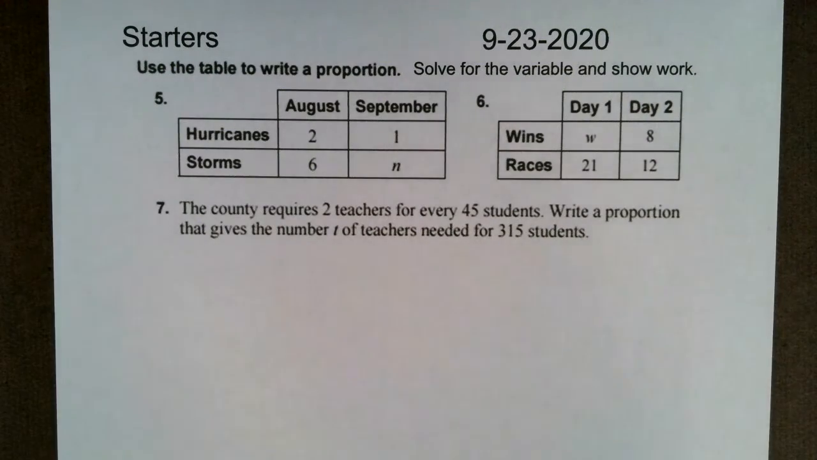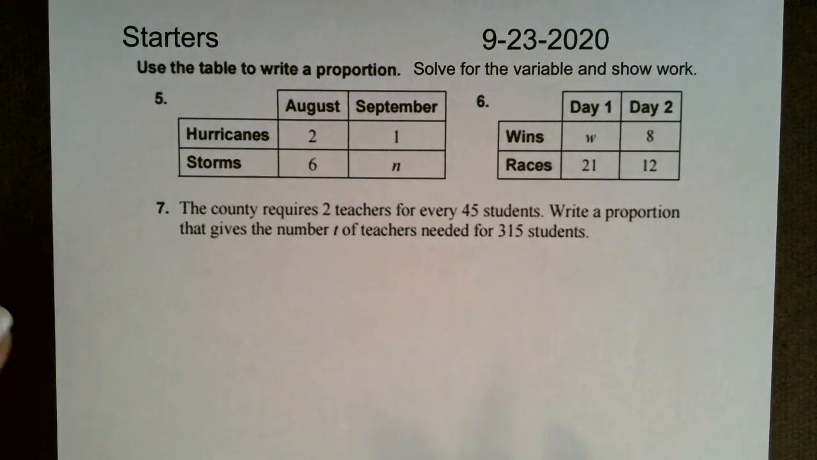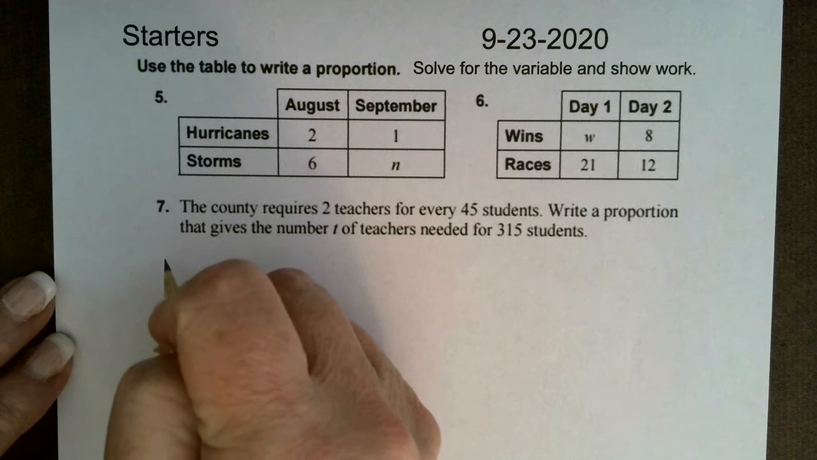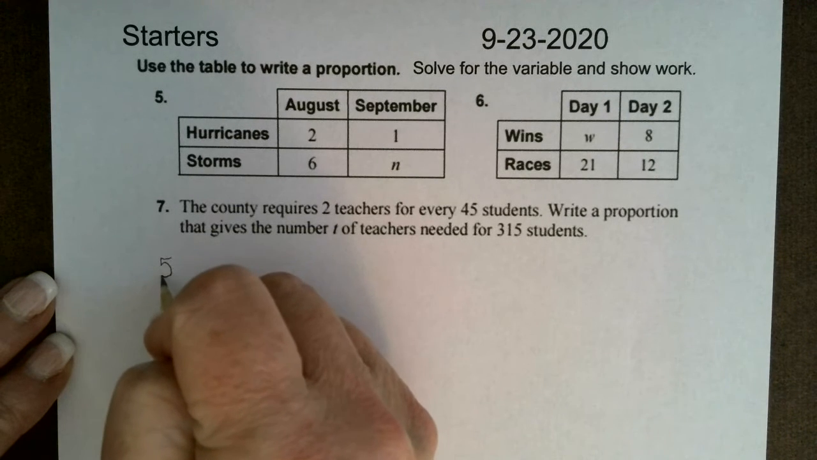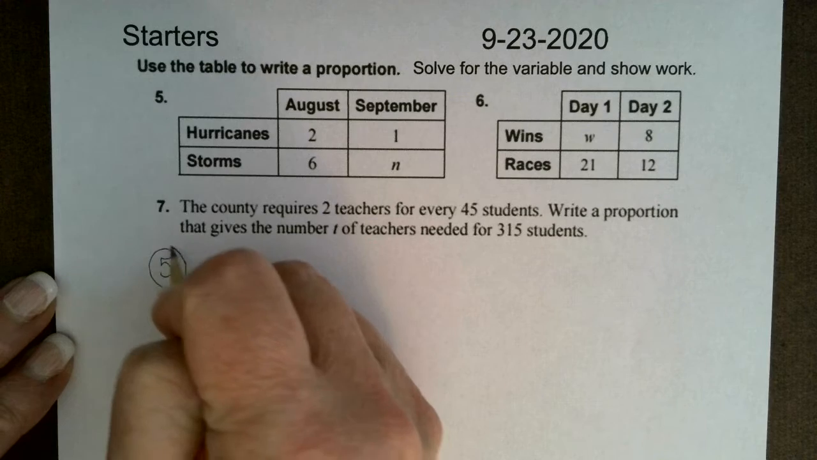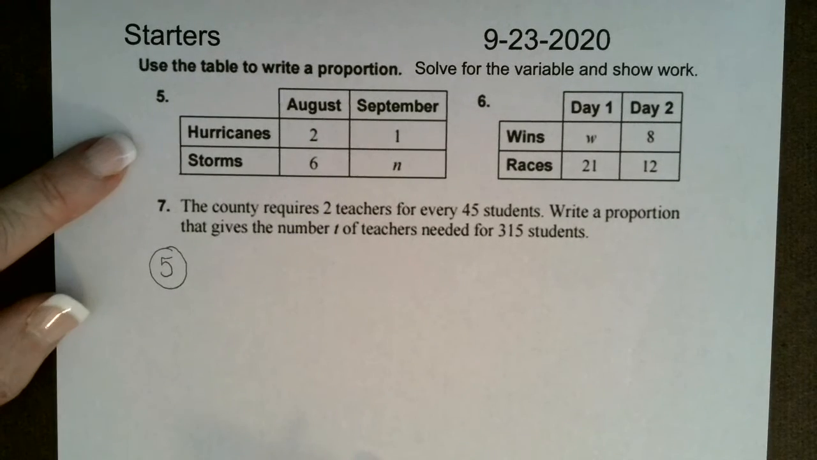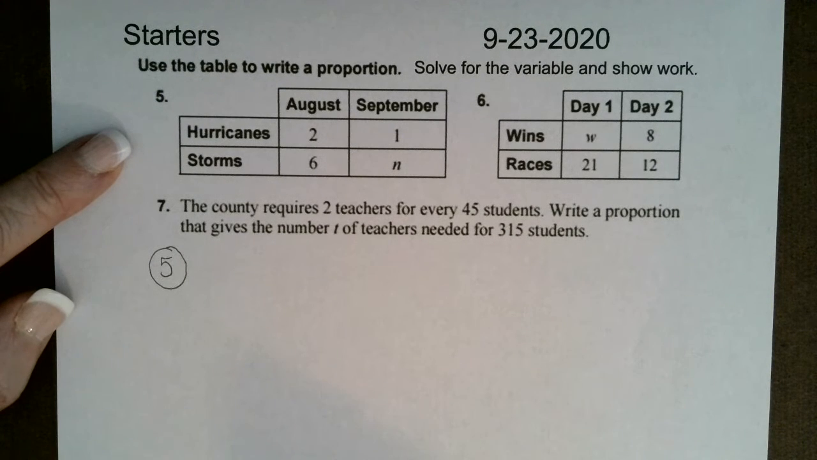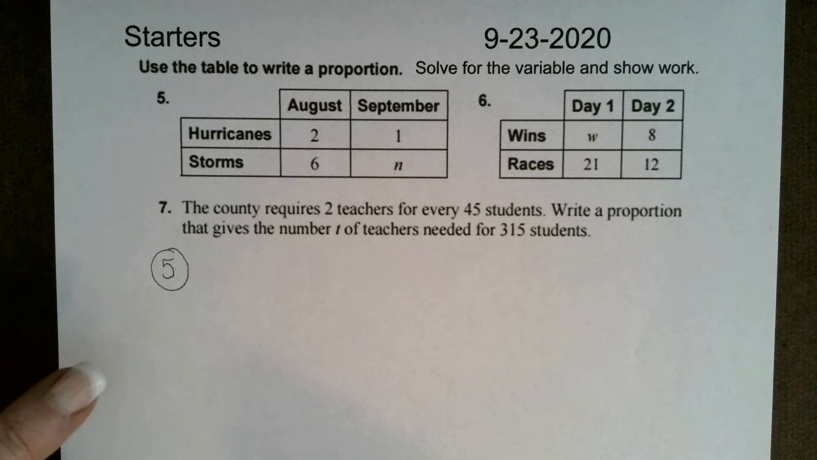Alrighty, here are the answers for Wednesday's starters, and I figured out that I did not leave myself enough room to do the work up at the top, so I'm just going to work all of these out down below. So for number 5, we've got our chart, and we're using this table to write a proportion, and then we're solving for the variable, and we're showing our work.